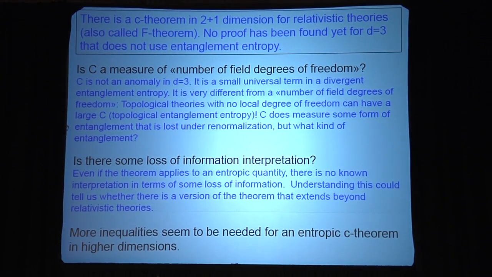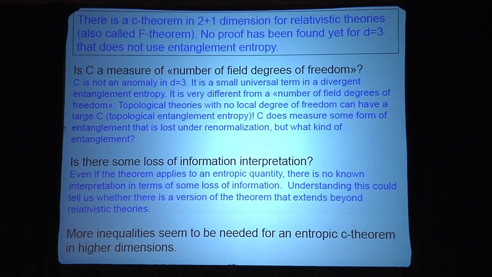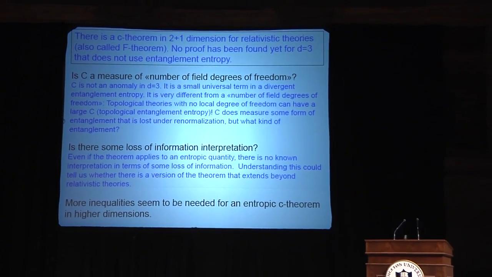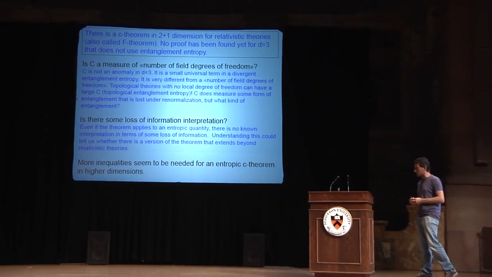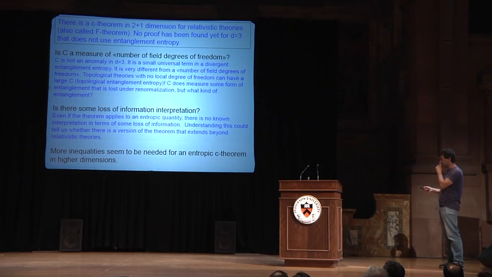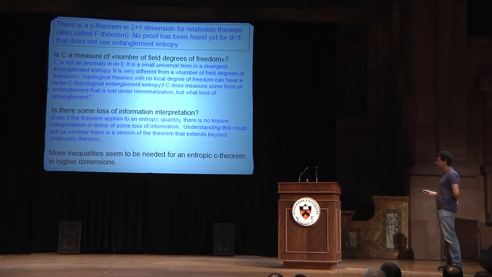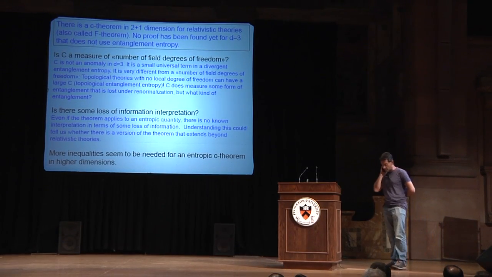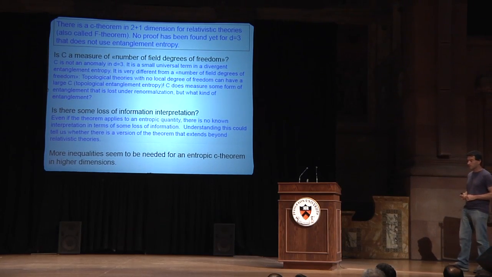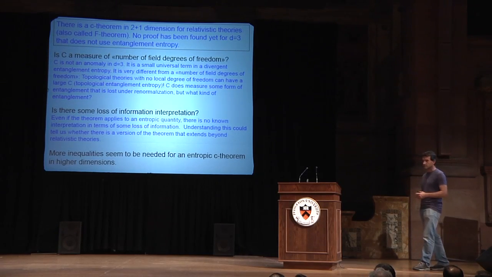the relation between the C theorem and entropy can lead us to think about whether there is an information loss interpretation because of tracing out degrees of freedom when one does renormalization group transformations. But up to now, even if there is a proof using entropies, there is no interpretation in these terms. And understanding this can be very important because it will tell us whether the C theorems are really particular to relativistic theories, or whether there is some version that extends outside relativistic theories.